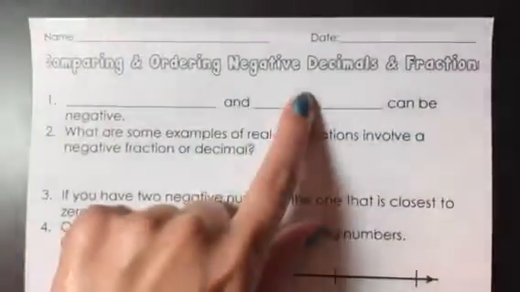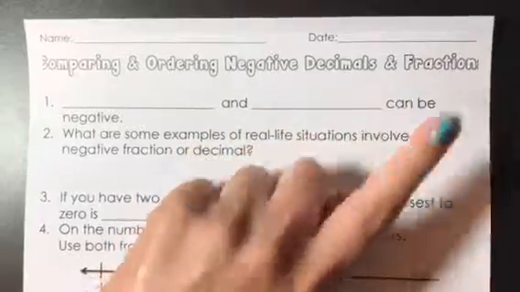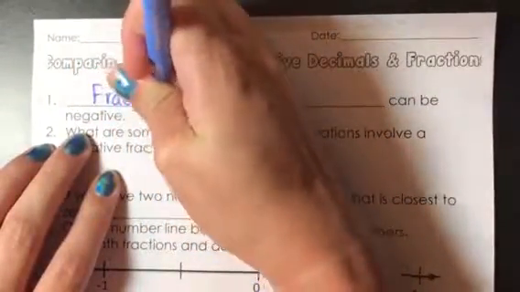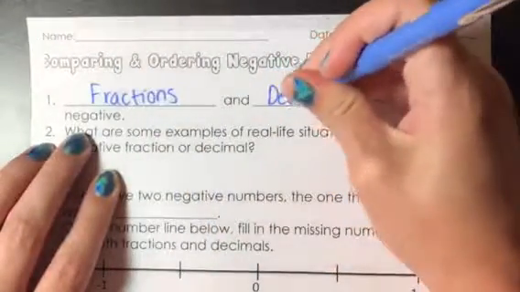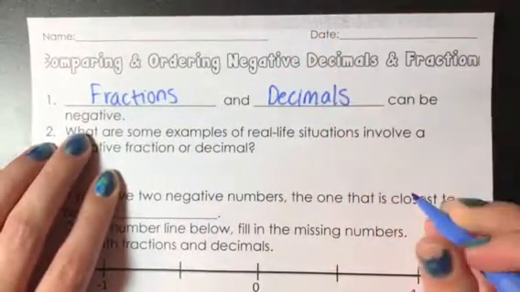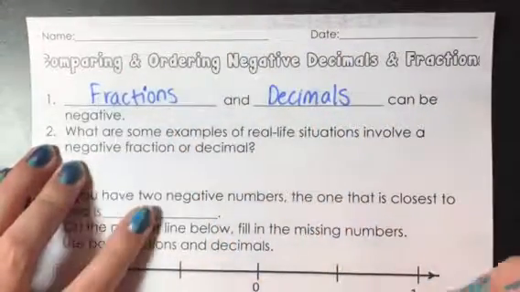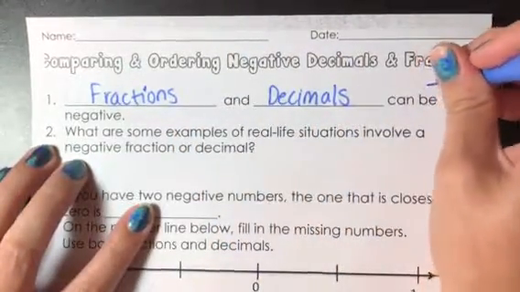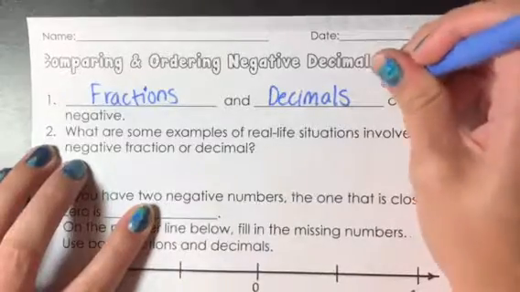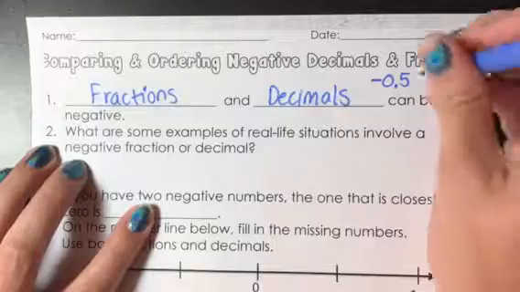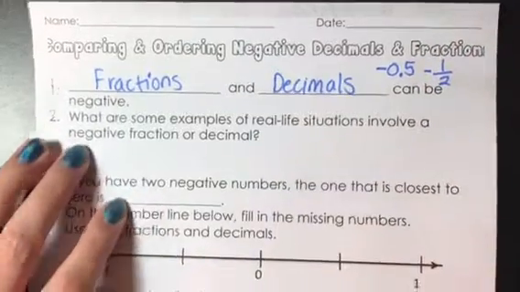Now, we're going to start talking about when they look like decimals and when they look like fractions. So, fractions and decimals can be negative. If I were to say 1/2 or 0.5, which are equivalent, they could also be -0.5 or -1/2.